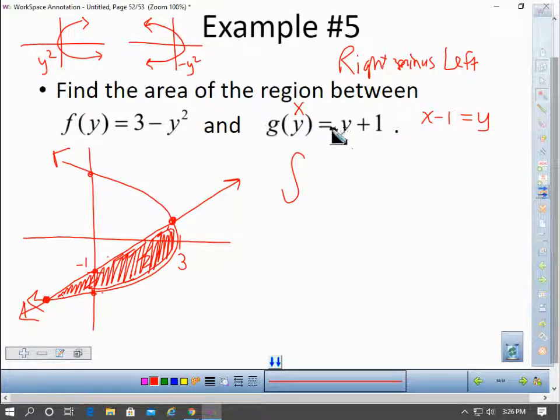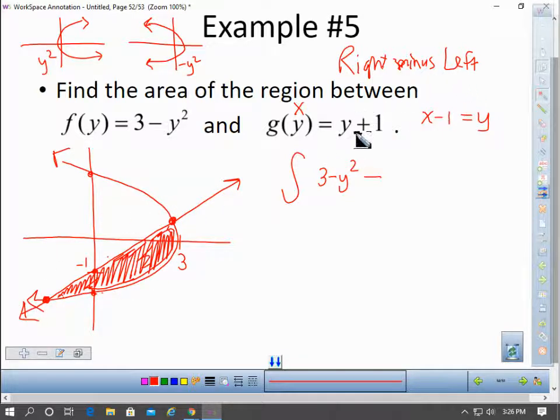Okay. All right, so we're going to do right minus the left. Instead of doing top minus bottom, because we're in y values, we're going to do the right curve minus the left curve. So if you notice, the curve that's on the right side is the parabola. So we're going to do 3 minus y squared minus the curve on the left, which, on the left side of this shaded area, is the line.